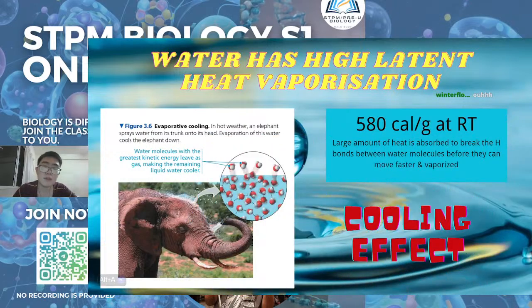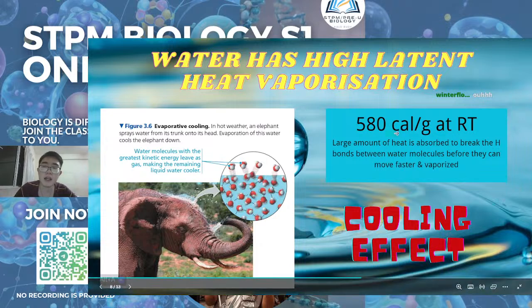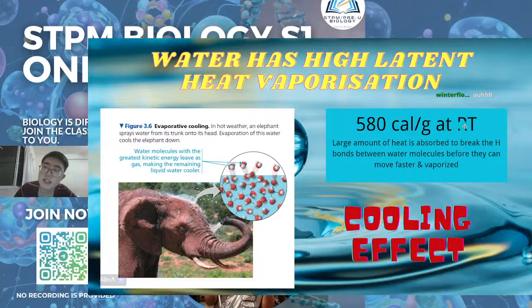Okay, next, when we talk about specific heat capacity, we also will talk about latent heat of vaporization. This means how much energy water molecules in liquid require to become vapor. Normally it requires 580 calories per gram at room temperature. A large amount of heat is also absorbed to break down the hydrogen bonds between water molecules before they can move faster and vaporize.